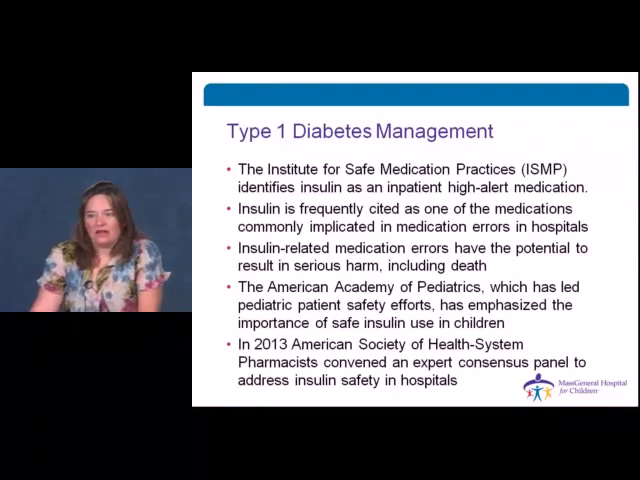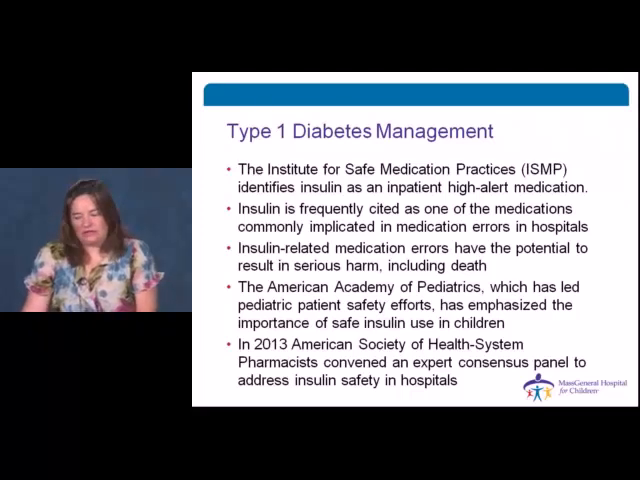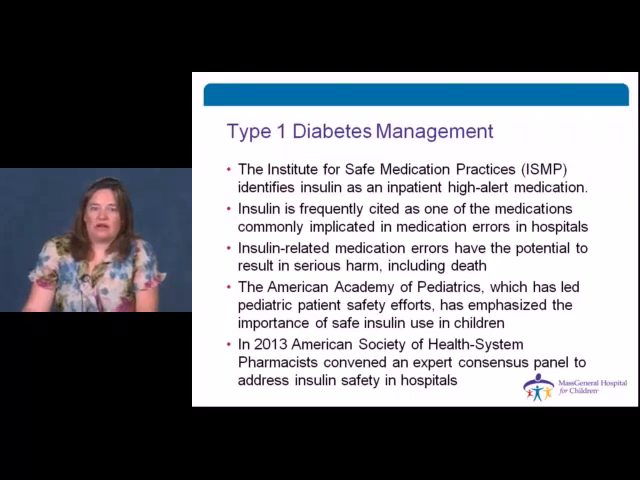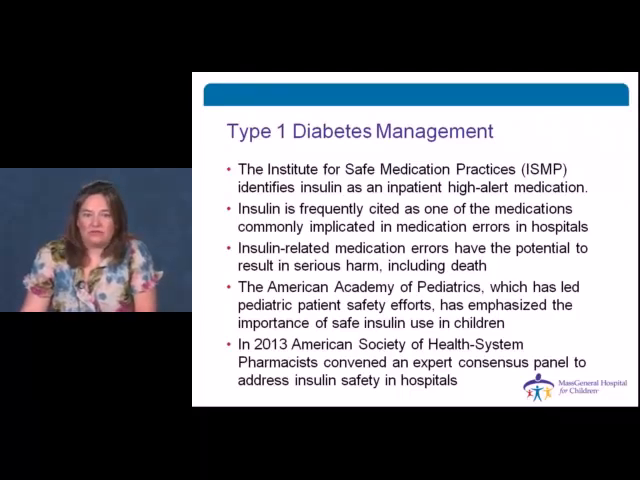And this is not unusual. It's a real problem, and it's been recognized by many, many different agencies. So, for one, the Institute for Safe Medication Practices identified insulin as an inpatient high alert medication. This is across all parts of the hospital, including the adult side. Insulin is frequently cited as one of the medications commonly implicated in medication errors in hospitals. Insulin-related medication errors have the potential to result in serious harm, including death.